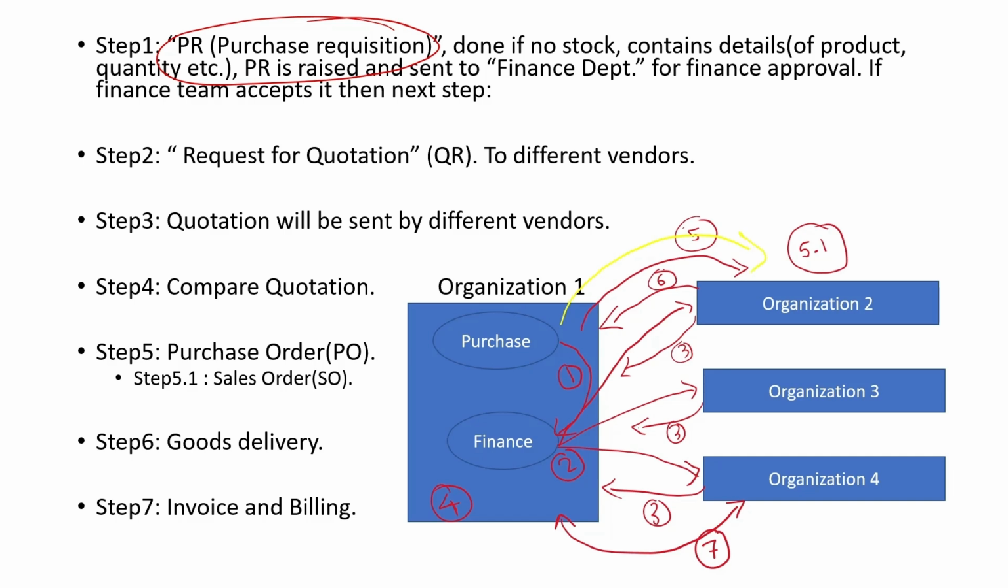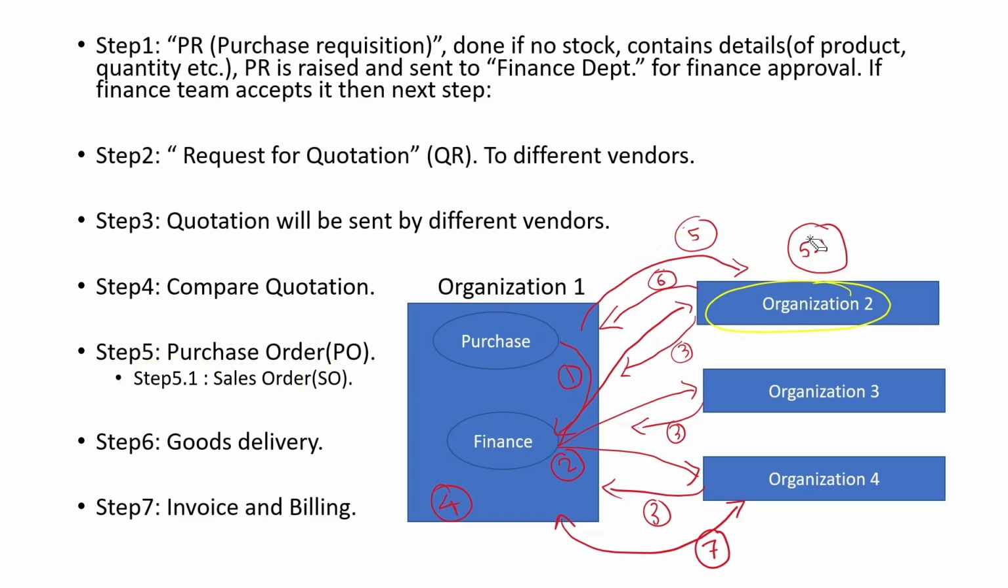When we are placing the order after comparison of the quotations, that is called a purchase order. So I am giving the order to one of the companies, and you have to understand that the purchase order of one company will become the sales order of another company. That is why we have added this into 5.1. So the purchase order of this organization will become the sales order of this organization. This is how it works.